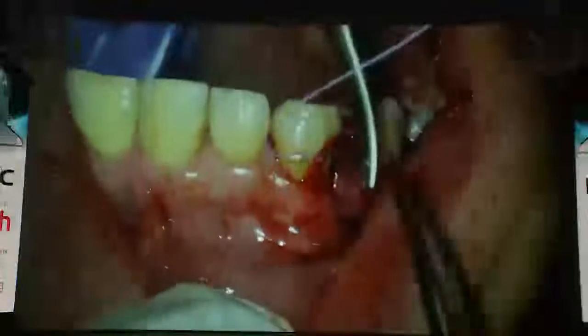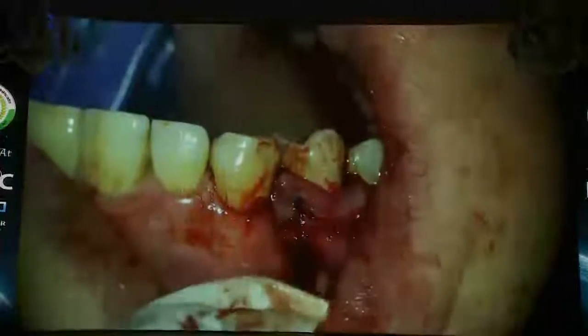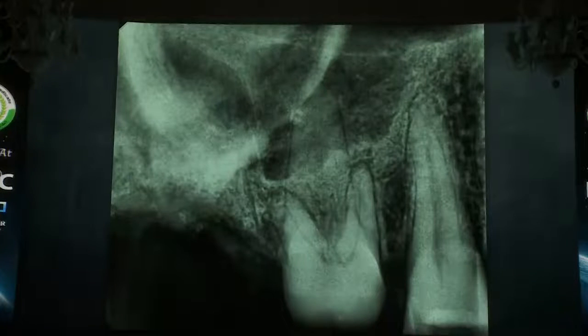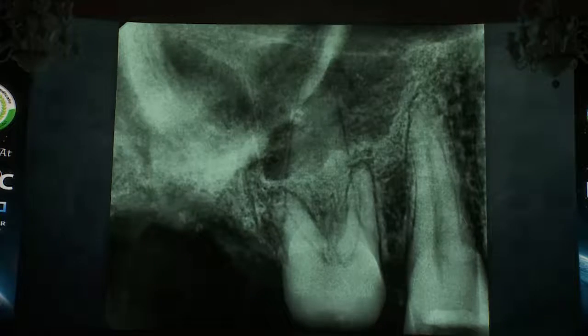Then I close the sinus. Because there is a bilateral sinus opening, I closed the sinus from the socket also. It's a collagen membrane. Put bone graft. Then another layer of the guided tissue regeneration membrane, and close the flap for repositioning and fixation. This is the case after removal of this calcified tissue and after bone augmentation.